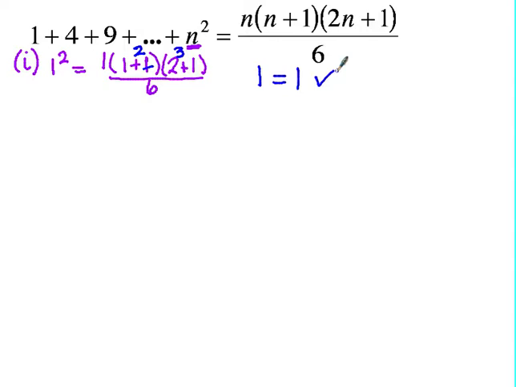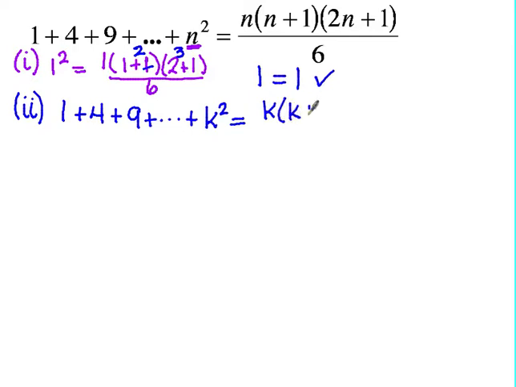So now my second step is assume the statement is true for n equals k. So basically what I'm going to do is duplicate the very first step, except in place of n, what am I going to put? K. So I've got 1 plus 4 plus 9 plus k squared, and that's going to equal k times k plus 1 times 2k plus 1 all over 6.